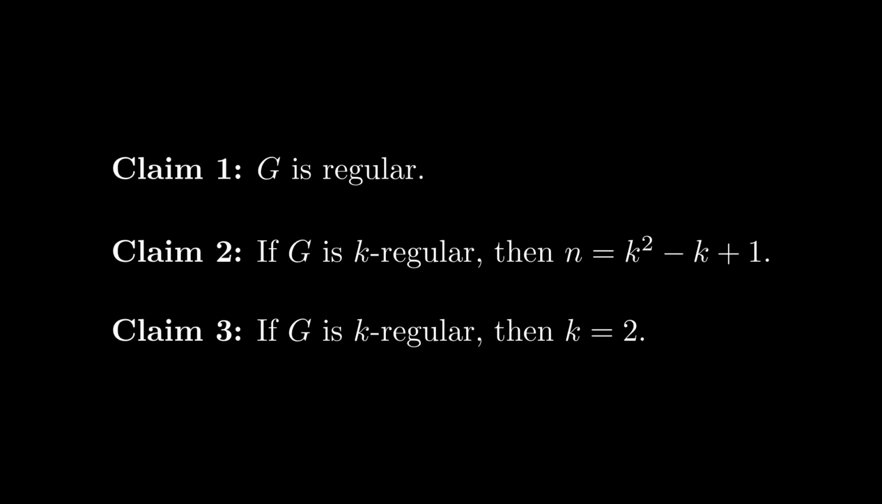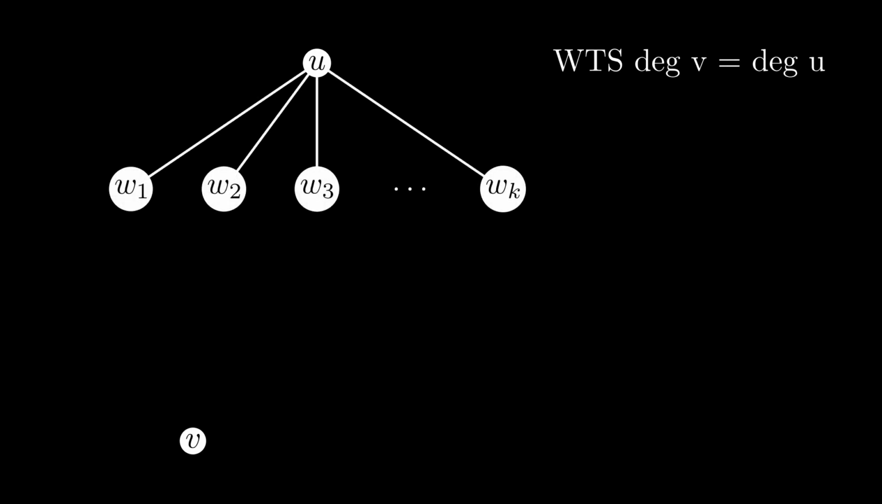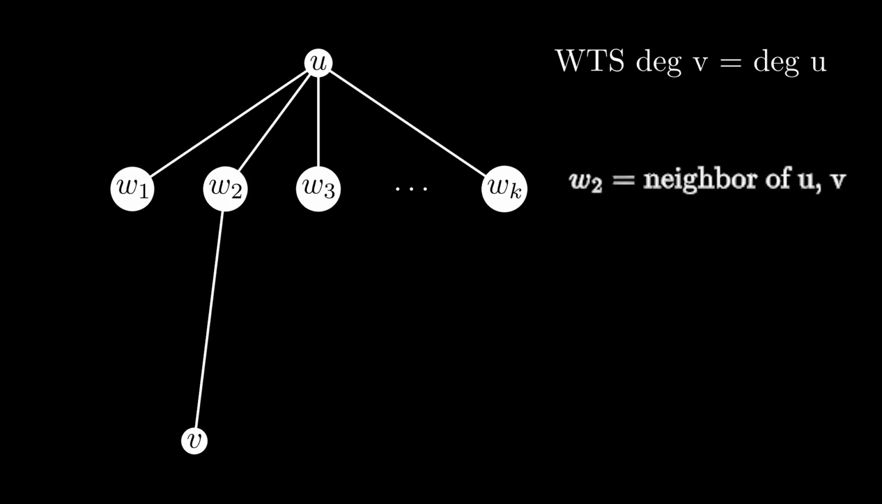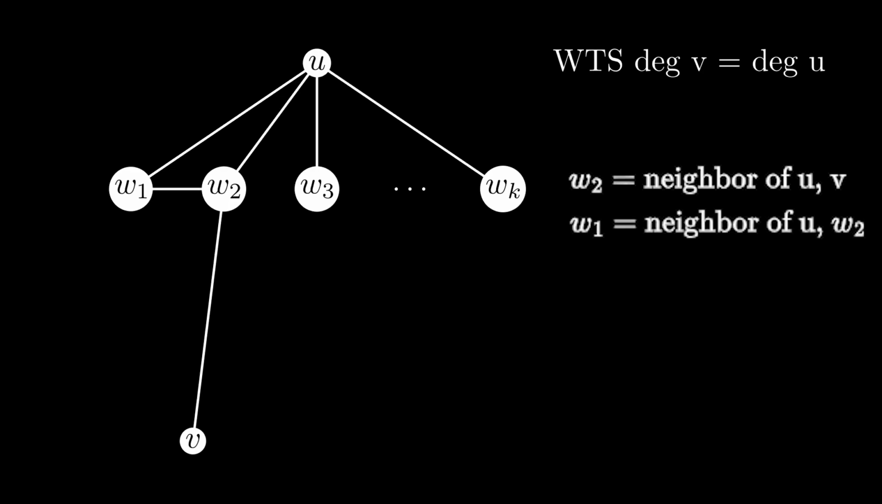Let's first prove claim 1. First, fix non-adjacent vertices u and v. We will show that the degree of u is the degree of v. Let u have k neighbors, denote them with w's. By the friendship condition, u and v must have exactly one mutual neighbor. Without loss of generality, let it be w2. Likewise, u and w2 have exactly one mutual neighbor. Let it be w1. The mutual neighbor of v and w1 is w2.